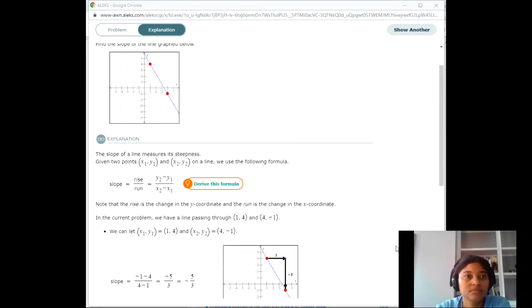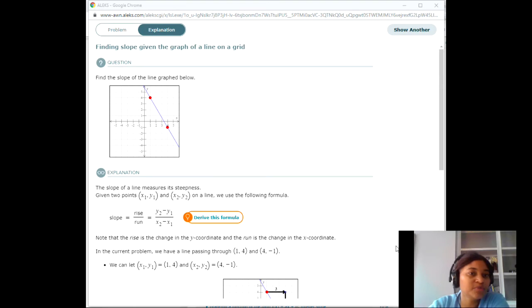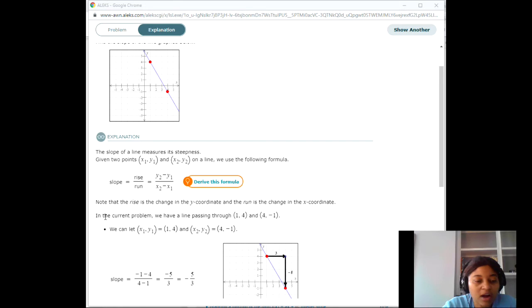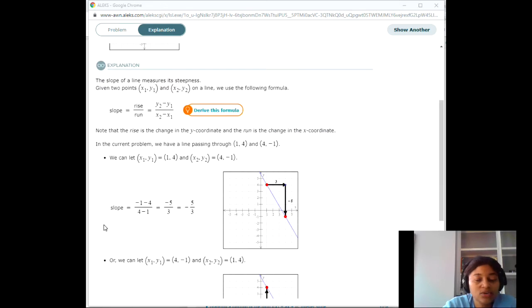Finding slope given the graph of a line on a grid. Don't overcomplicate this problem. It's actually pretty easy once you really just think about it. Okay, so here they've already given us the x and y coordinates here. We have 1 and 4 and 4 and -1. So just keep in mind to continue using that slope formula that we have here.